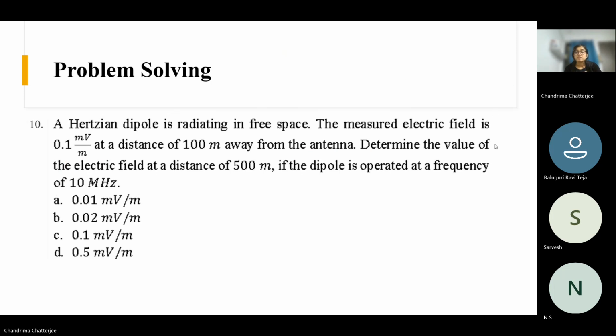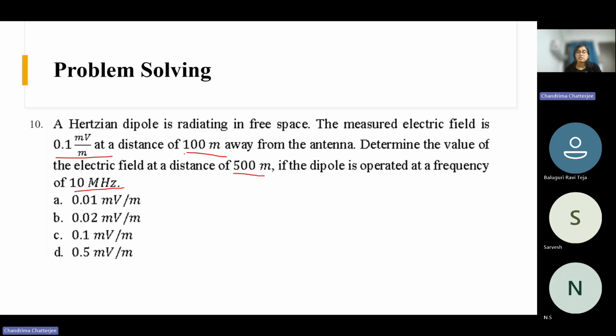Okay. The next question. A Hertzian dipole is radiating in free space. The measured electric field is 0.1 millivolt per meter at a distance of 100 meter away from the antenna. Determine the value of the electric field at a distance of 500 meter if the dipole is operated at a frequency of 10 megahertz. Here we don't have to calculate anything.